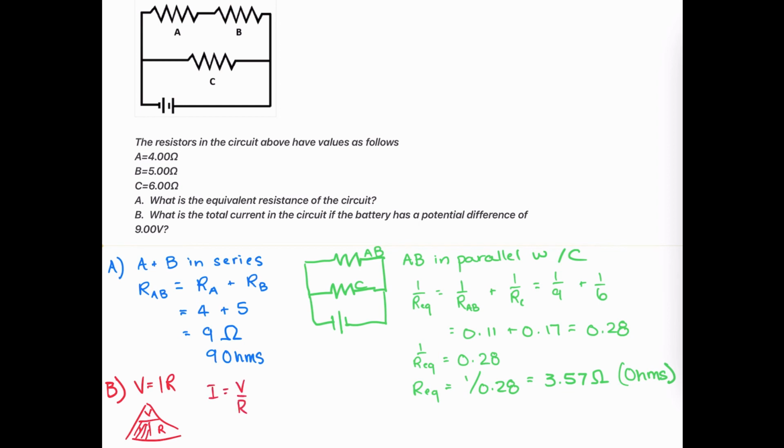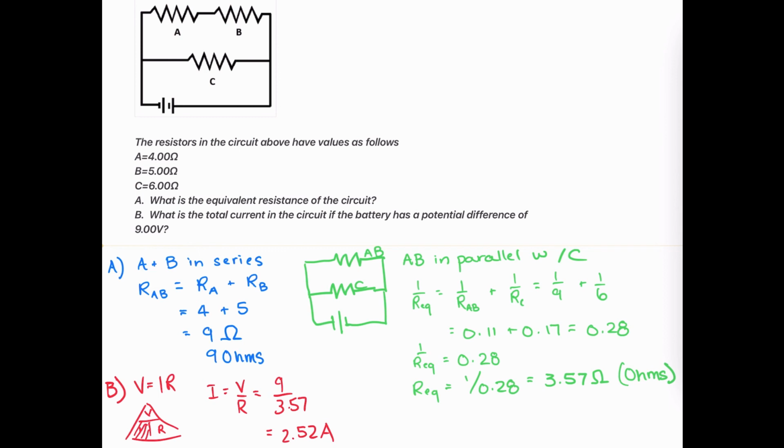And if you remember, I is current, which is so weird. And so it's 9 over 3.57, which is going to give us 2.52 amps. So the symbol for current is I, and the units for current is A, which is very confusing, but we'll do with what we've got.